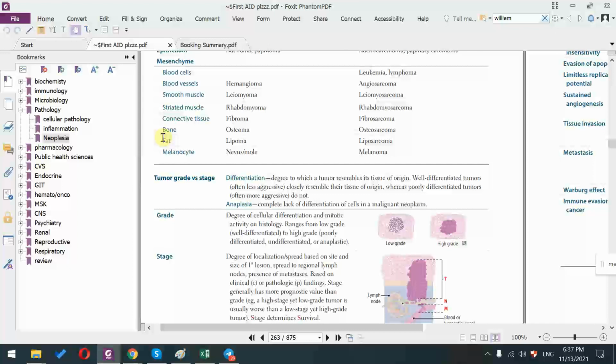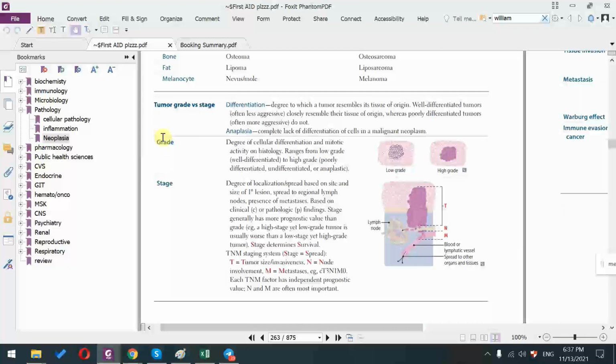So, tumor grading versus staging, this is important. There are some words that we are speaking about now that people treat as synonyms. So we are going to say what does differentiation mean, what does anaplasia mean, what does grading mean, what does staging mean. So, let's take a look at each one of these. Starting with differentiation, it's the degree to which a tumor resembles its tissue of origin. So, if we say a tumor is well differentiated, it means that it highly resembles the original tissue.